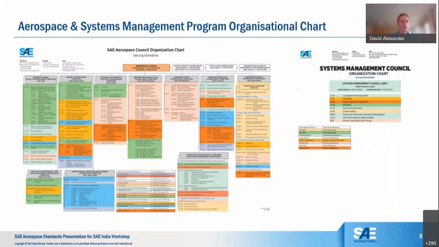Since 1917, the very first one, the program has grown enormously to really cover all aspects of the aerospace environment, as well as looking more specifically at some systems management aspects as well. So if you go to the next chart, I'll show you some numbers.